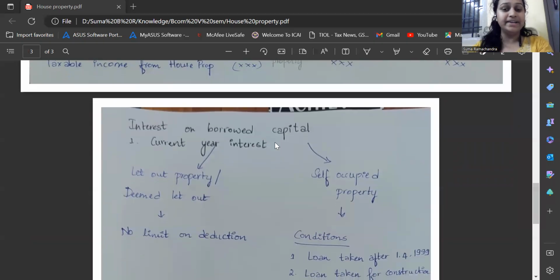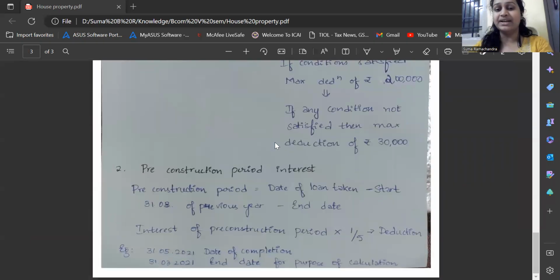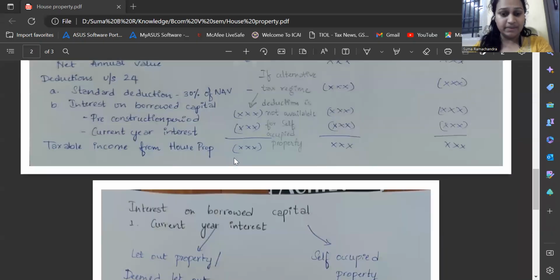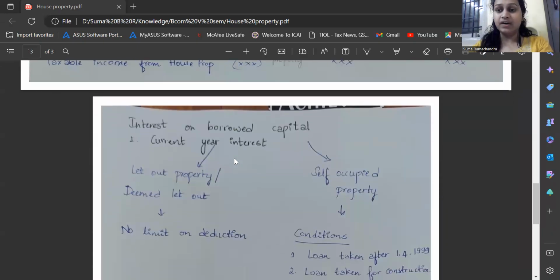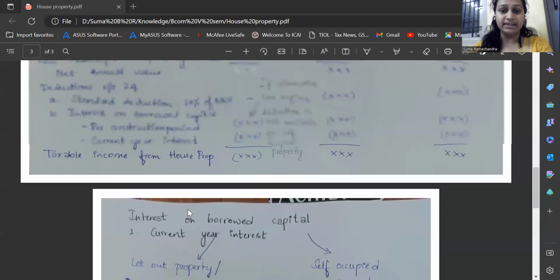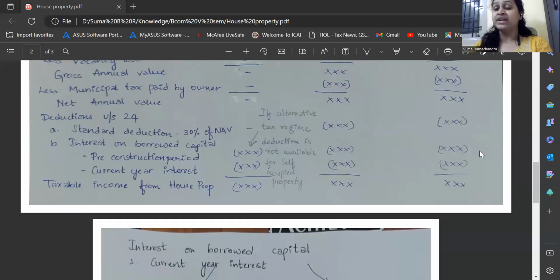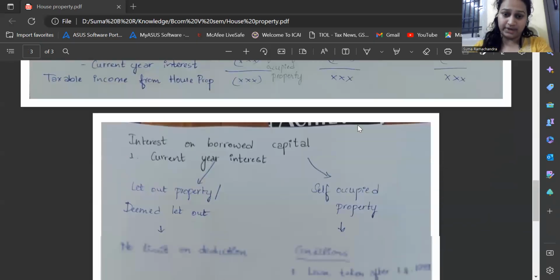There is something called current year interest, and there is something called pre-construction period interest. First, we'll be seeing current year interest. And here I'm making a bifurcation between let out property and self-occupied property. With let out property, I have no limit regarding the deduction which I'm going to get here. Say, for example, even if it is 4 lakh rupees, I'm going to get a reduction of 4 lakh.